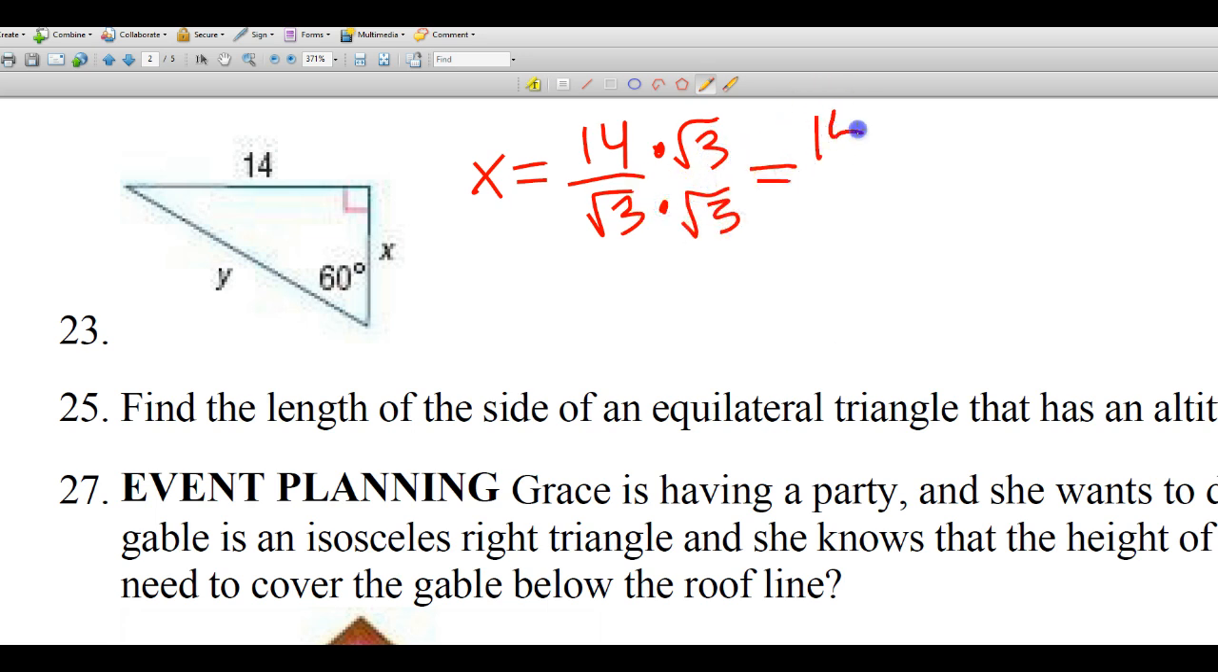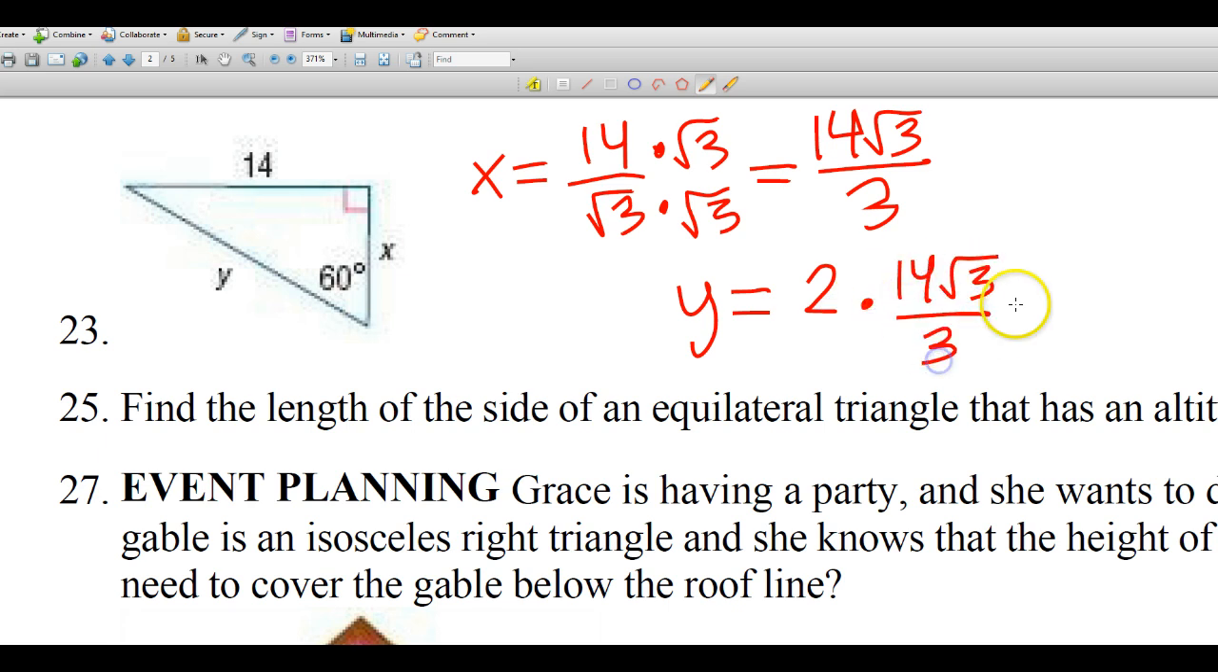And we get 14 square root of 3 over, and square root of 3 times square root of 3 is 3. Once we know what the short leg is, now we want to multiply that by 2 to find the hypotenuse. So 2 times 14 square root of 3 over 3 would be 28 square root of 3 over 3.